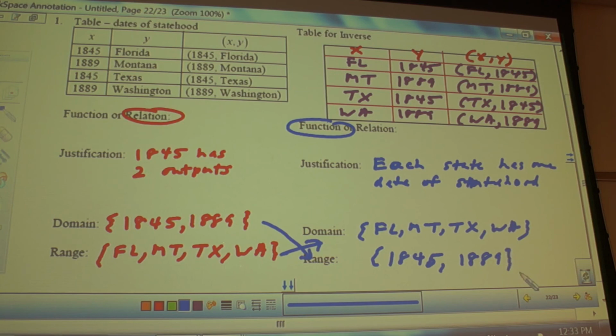Squiggly line. Everybody all right with this part? Take a picture if you need to. It will be in the board PDFs. And we'll do 1.